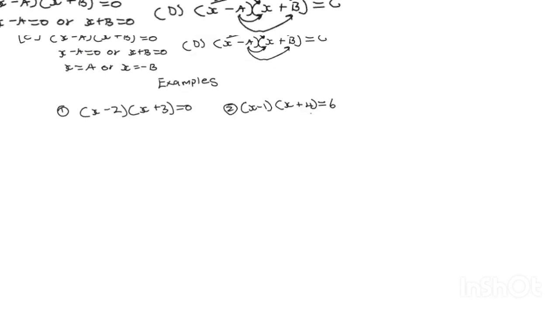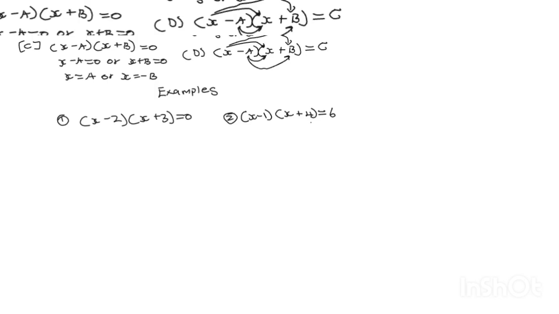So this one is the first example where the product of two brackets is equal to 0. So if you have something like this, there is no need to multiply, as we're saying. The answer here will be just x equals 2 or x equals -3, because most of you already know that we will equate each bracket to 0 and then we transpose.